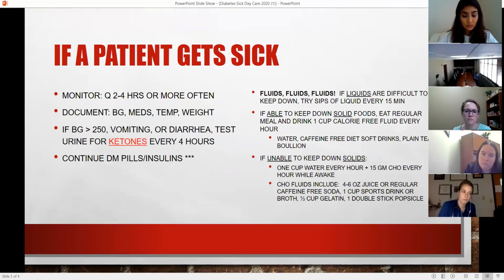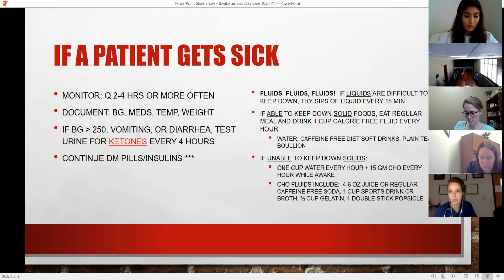So if a patient gets sick, I usually recommend, it depends on the severity of their diabetes, but on average checking every 2 to 4 hours. And some people I even tell, if they're really acutely sick and they're having to give insulin and they're maybe not eating as much, I might even tell them once an hour, just depending on how bad they are. They need to make sure they're keeping documentation of their sugars, their meds, their temperature, and their weights. And typically if the sugar's over 250, they're having vomiting and diarrhea, that's when I tell the type 1s to test for their ketones about every 4 hours, because if they're not keeping it down, they could easily go into DKA.